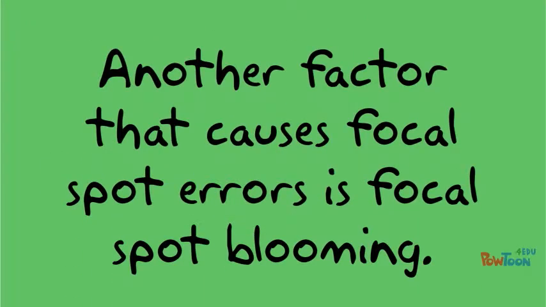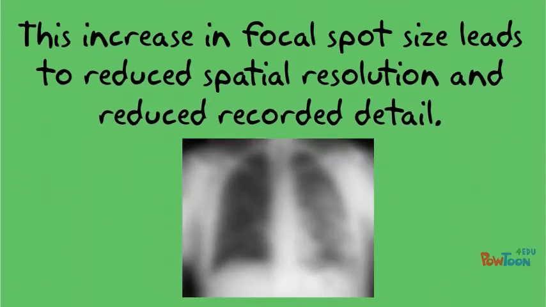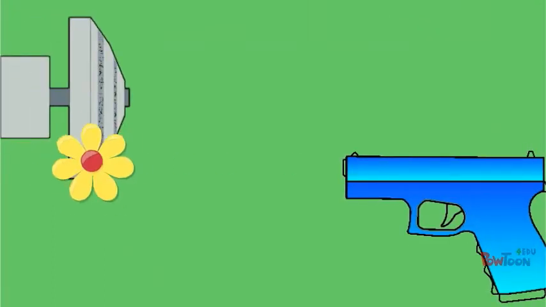Another factor that causes focal spot errors is focal spot blooming. Focal spot blooming occurs when the focal spot size increases with age, heavy workload, or the use of high mAs. This increase in focal spot size leads to reduced spatial resolution and reduced recorded detail. The anode is constantly being bombarded by electrons. This causes blooming. No, not that kind of blooming.